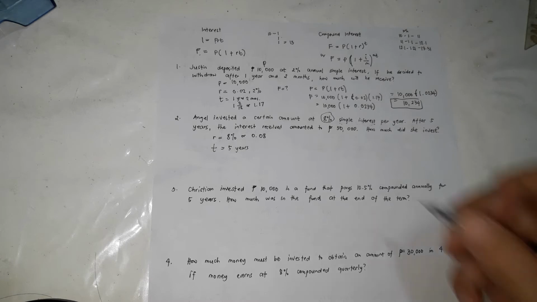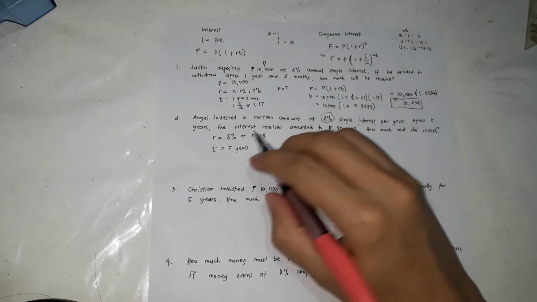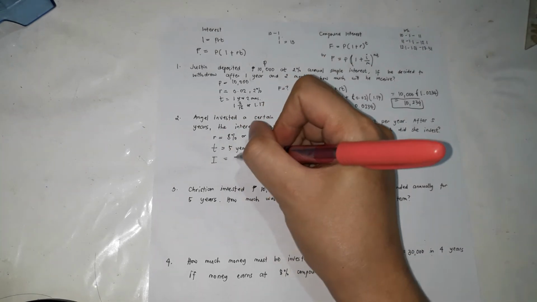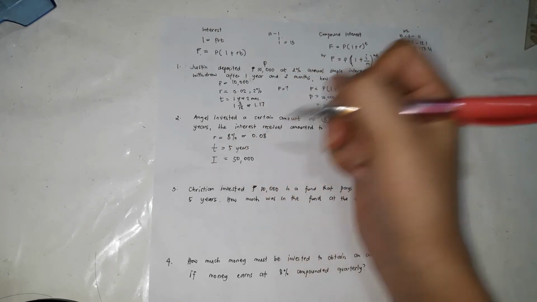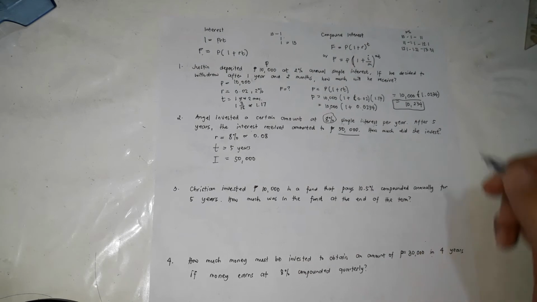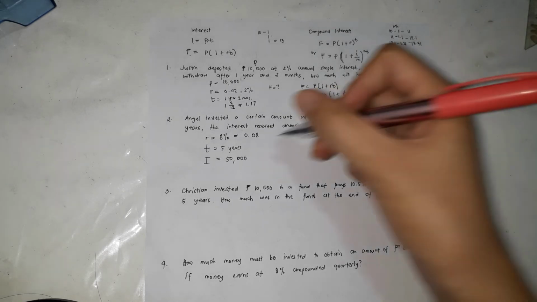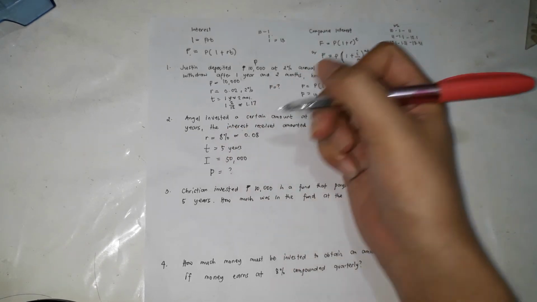Next, the interest received amounted to 50,000. So that's the interest received amounted to 50,000. So the interest is 50,000. So what we're looking for is how much did she invest? How much did she invest? That's for the P. So we're looking for P.